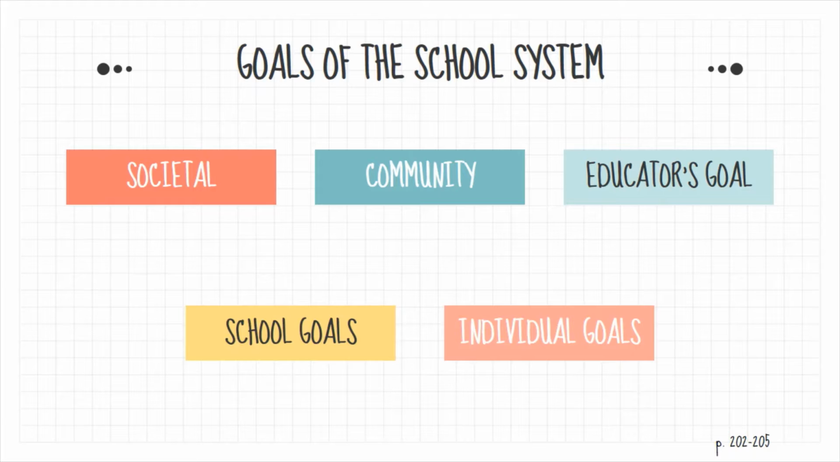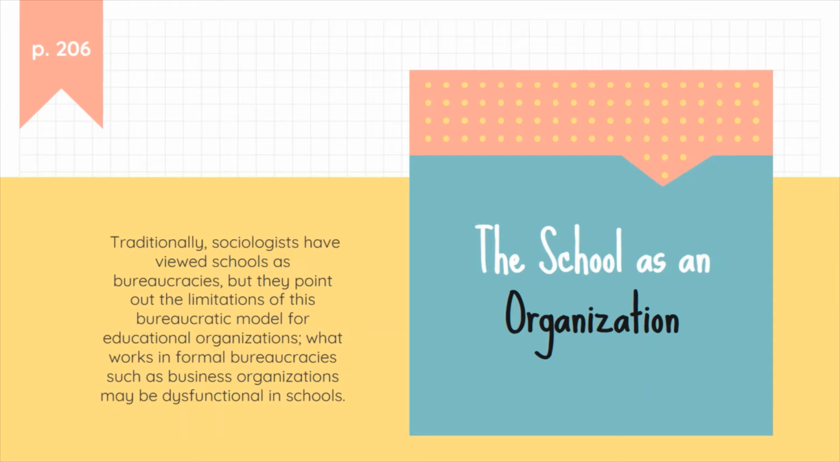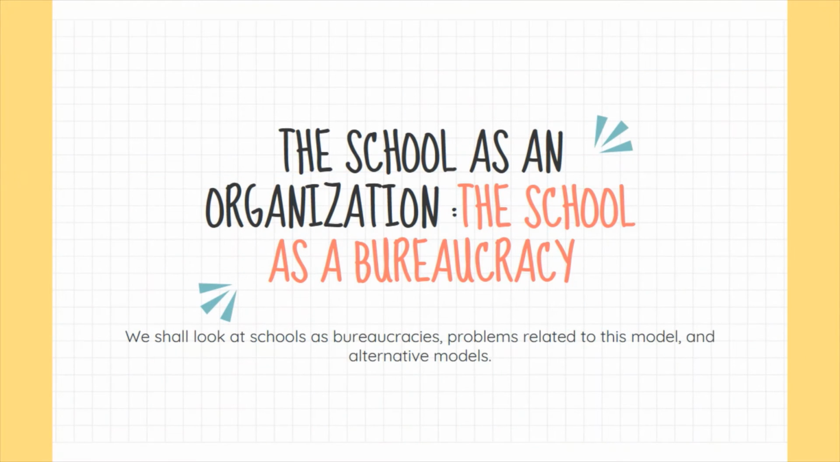Sociologists have viewed schools as bureaucracies, but they point out the limitations of this bureaucratic model for educational organizations. What works in formal bureaucracies such as business organizations may be dysfunctional in schools. The school is a bureaucracy.